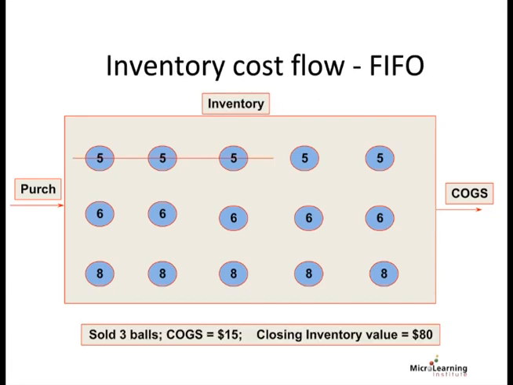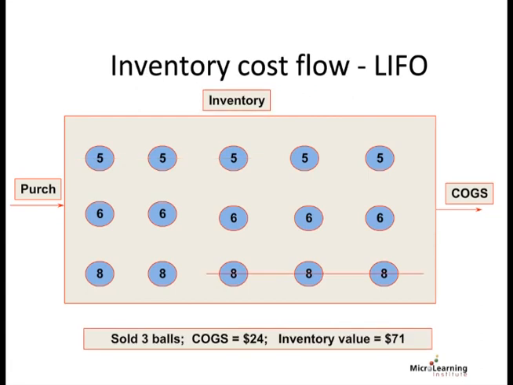With FIFO, the company assumes that the items that were first purchased into raw materials inventory are first released to work in process. Thus, closing inventory is valued at most recent prices. If we assume that inventory is released to work in progress on a FIFO basis, the cost of goods sold is $15 and our closing inventory value is $80.